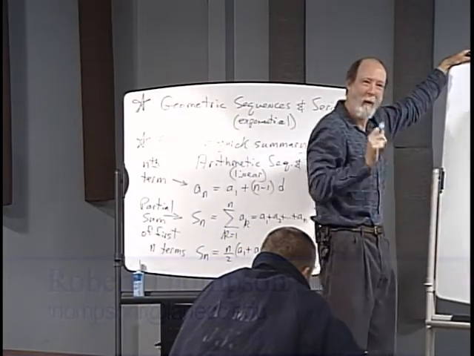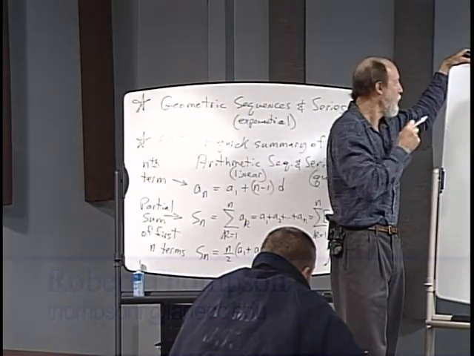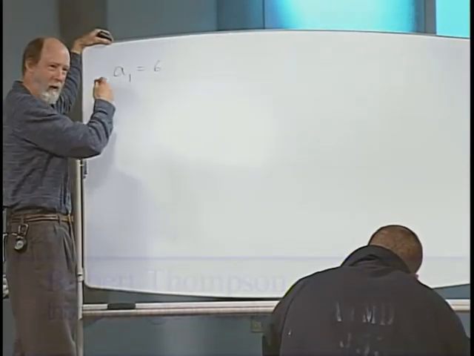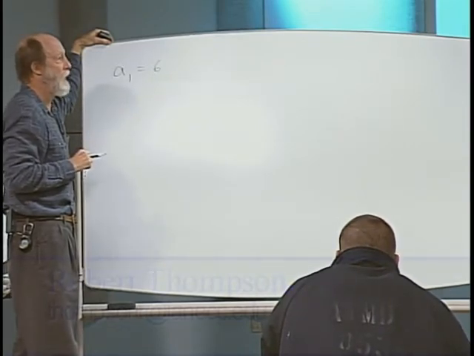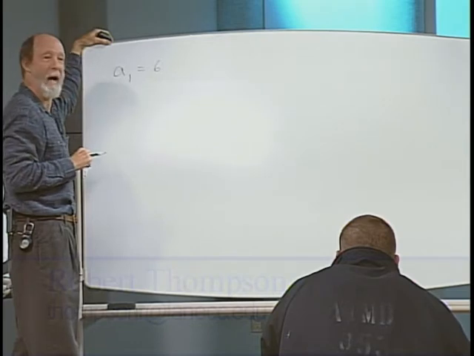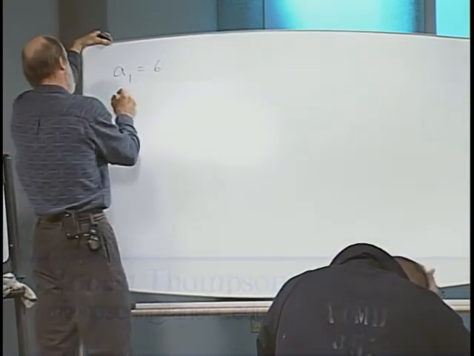Now, to form this thing called a geometric pattern, I want to multiply that initial value by something. So let's say I multiply it by, how about a half? Multiply it by a half. Okay.